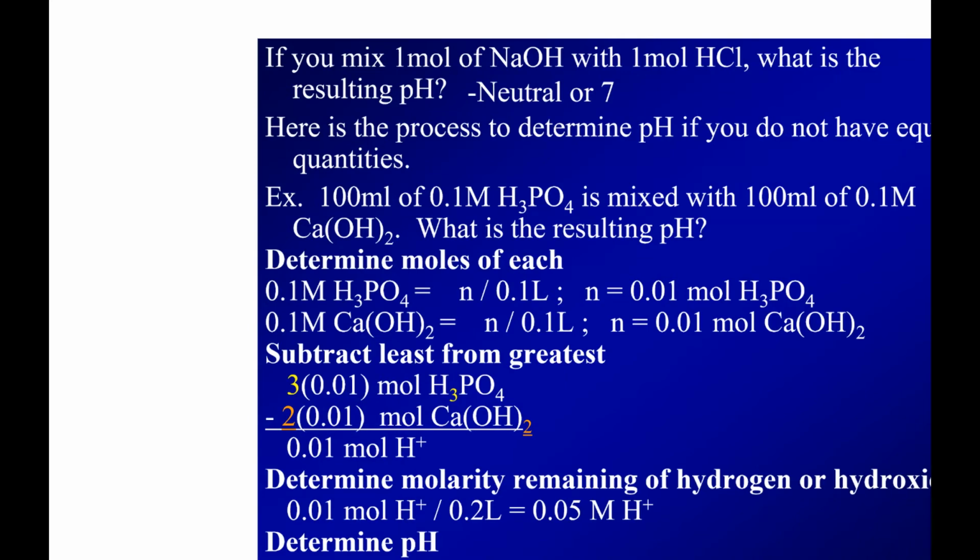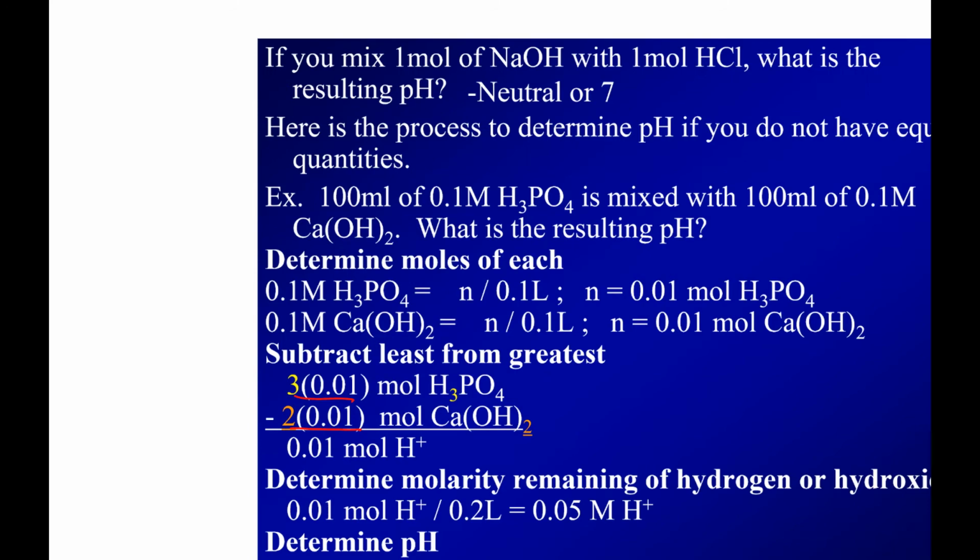Okay, so now we need to figure out how many moles of H+ we have. Well, for each molecule of H3PO4, we produce 3 hydrogens. So we're going to multiply our moles of the triprotic acid by 3. Then calcium hydroxide produces 2 hydroxides for every molecule, so we're going to double that one. Okay, so that's going to give us 0.03 up at the top here, and 0.02 right there. So subtract the least from the greatest.